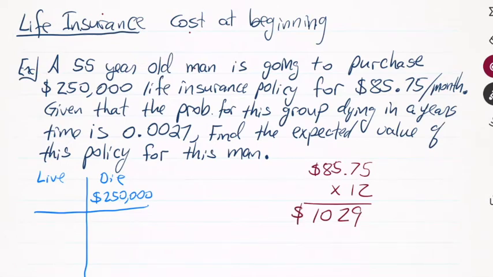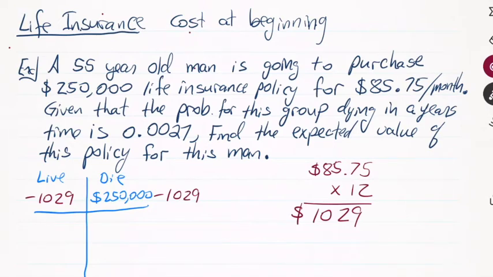So this $1,029 is not going to be part of the inheritance, so it's really coming off of how much money is coming to the family. They're still getting $250,000, it's just going to be less $1,029. Now, if Mr. John here lives, then he's out $1,029. So he's just going to lose $1,029, and he's happy because he lived, not that he lost $1,029.